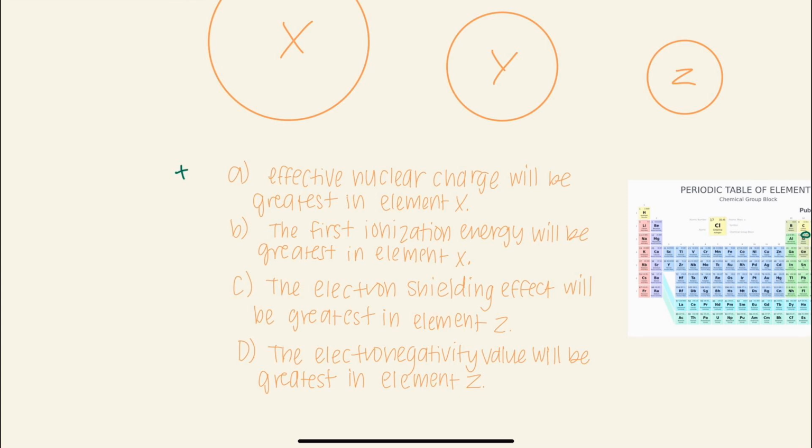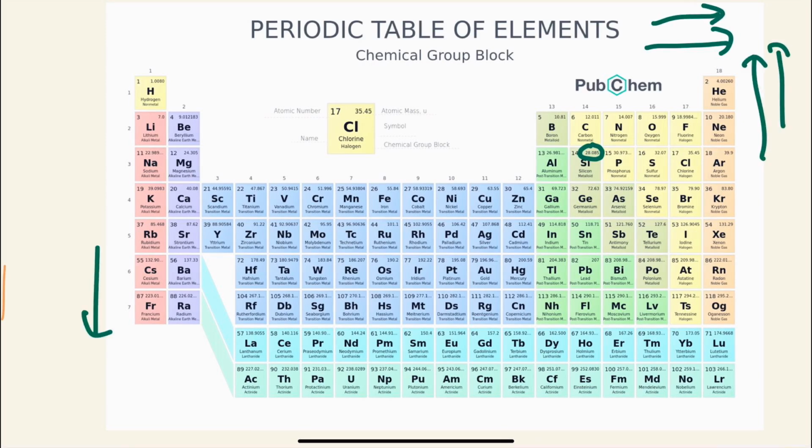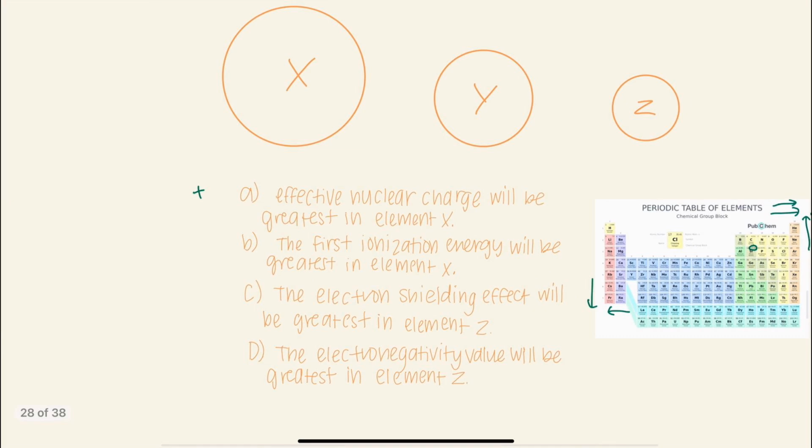Remember, the first ionization energy is the energy required to remove the first valence electron. C, the electron shielding effect will be greatest in element Z. Remember that shielding has to do with the core electrons repelling the outer electrons in terms of shells. And D, the electronegativity value will be greatest in element Z. And remember that electronegativity is the force to attract an electron in covalent bonding. When you get these types of questions, remember the trends that we had. So electronegativity increases this way, ionization energy increases this way, and atomic radius increases this way. But go ahead and pause the video and try to figure it out on your own.